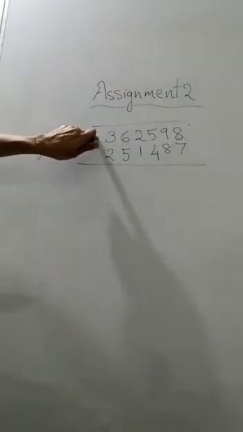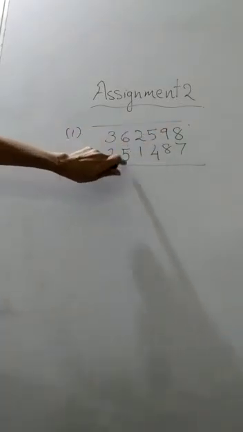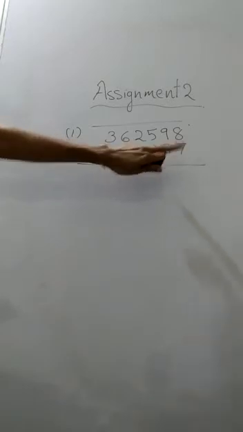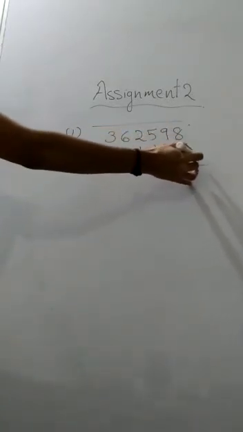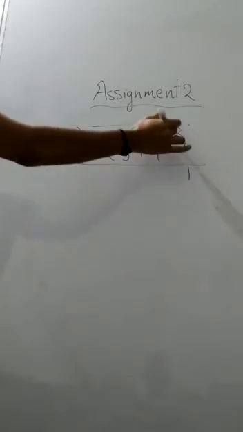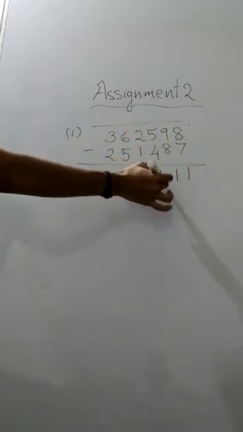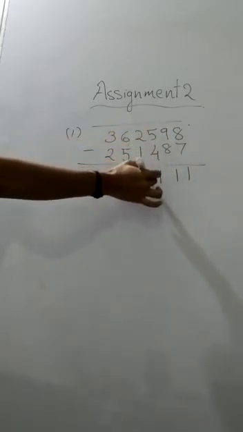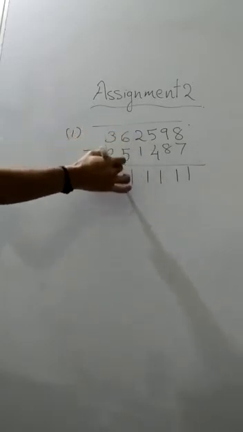This is the question: 3, 6, 2, 5, 9, 8 and 2, 5, 1, 4, 8, 7. That is, you have to subtract this from this. Let us do it. Start. 8 minus 7 will give you 1. 9 minus 8 will give you 1. 5 minus 4 will give you 1. 2 minus 1 will give you 1. 6 minus 5 will give you 1. And 3 minus 2 will give you 1.